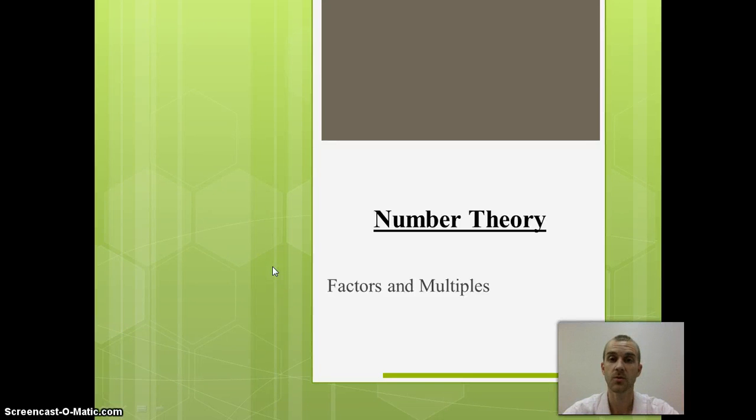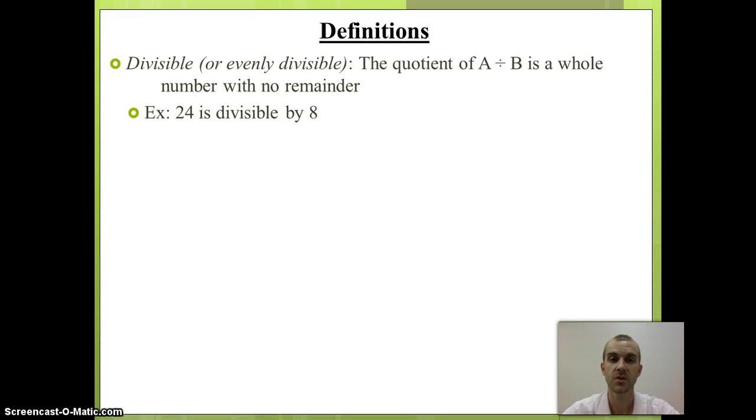In this video, we'll explore factors and multiples. First, let's look at a couple definitions. When you hear the term divisible or evenly divisible, what that means is that the quotient of a divided by b is a whole number, and it has no remainder.